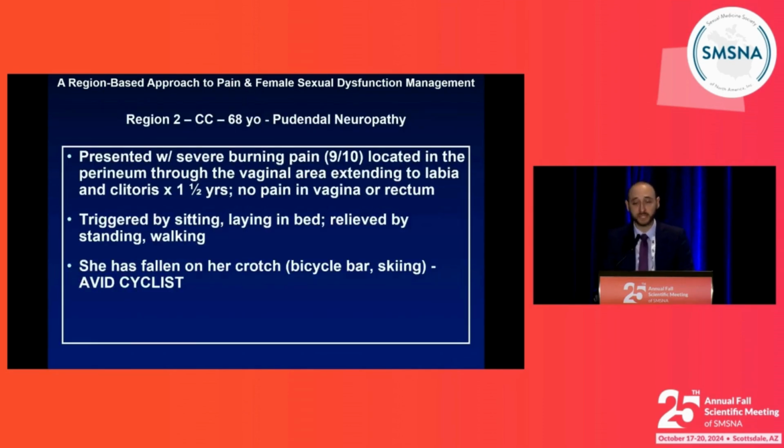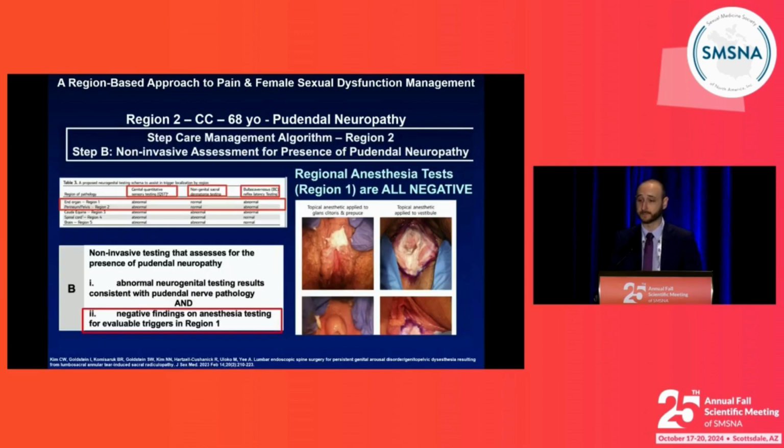So our index patient is Miss CC, a 68-year-old who presented with severe burning located in the perineum through the vaginal area, extending to the labia and the clitoris for 1.5 years. No pain in the vagina or rectum. She'd fallen on her crotch in the past multiple times, and this was because she was an avid cyclist.